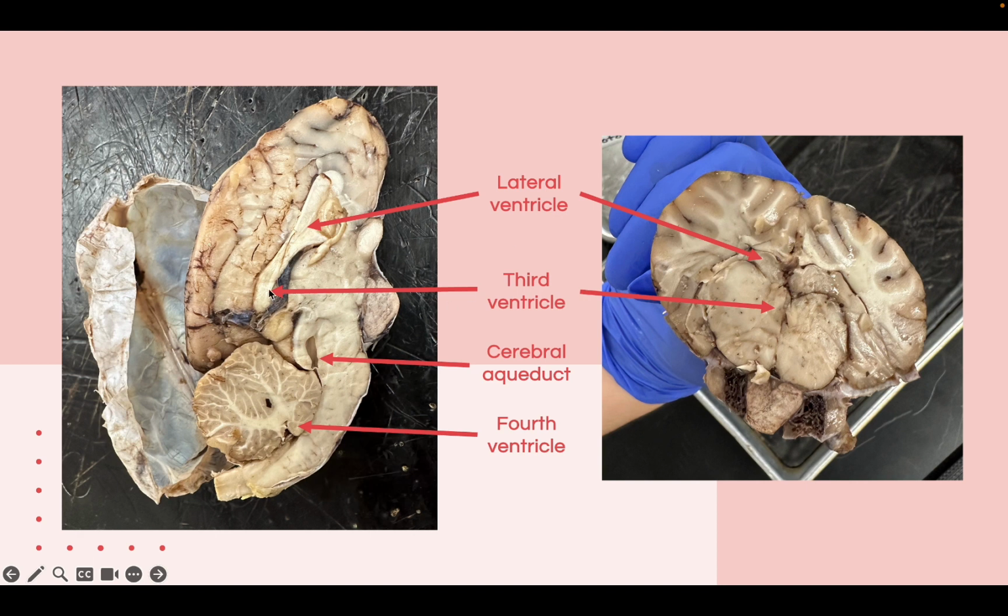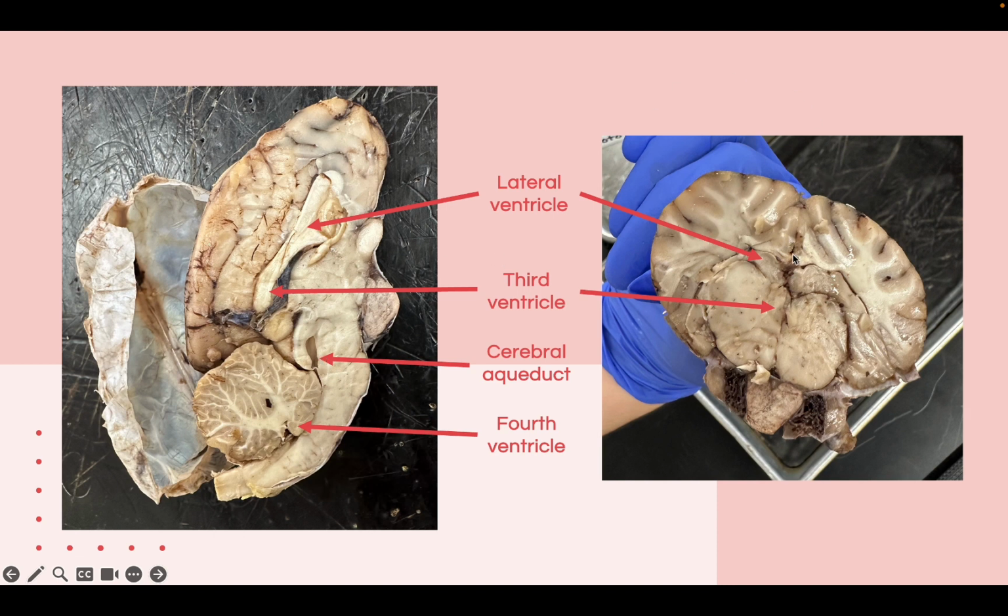So here is the lateral ventricle. You can see that it goes to all four lobes of the brain. We have the third ventricle, which is right here. We have the cerebral aqueduct, which would be between the third and the fourth ventricle. And then looking at the cerebellum, we see the fourth ventricle right here.